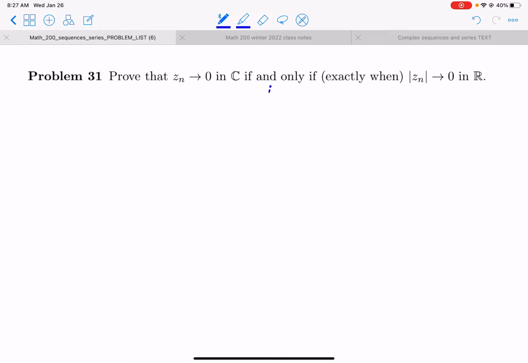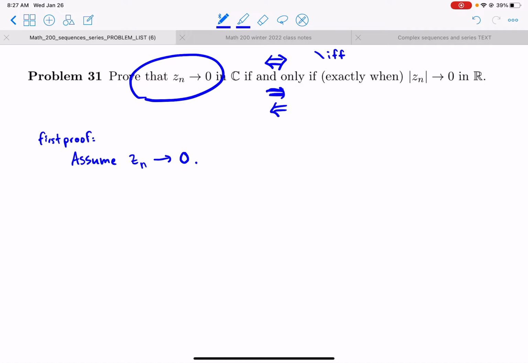So first of all, if and only if means that there's really two proofs. Sometimes the symbol is this, and you can write that as \iff in LaTeX. And what this means is that there are two proofs. You need to prove this way, and you need to prove this way. In other words, the first proof, and I'm carefully explaining, so I'm going to say exactly what I'm assuming. Assume that a sequence of z sub n's converges to 0. So I assume this, and then I need to show that this is true.